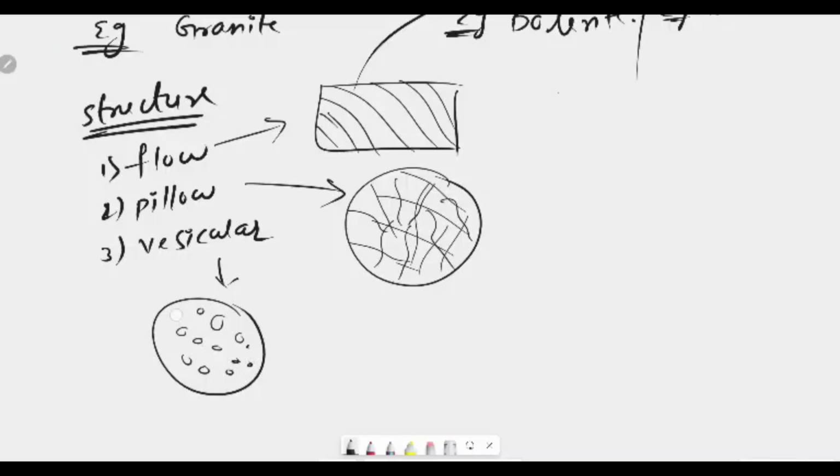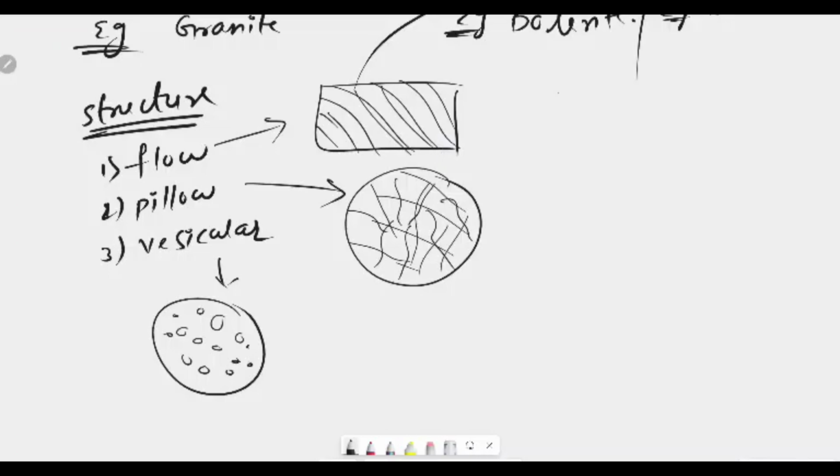This is the vesicular rock, structural rocks. Flow. In the flow structure, it is formed when the lava during its flow solidifies on already solidified layer of igneous rock in more or less parallel lines. These are more or less parallel lines.